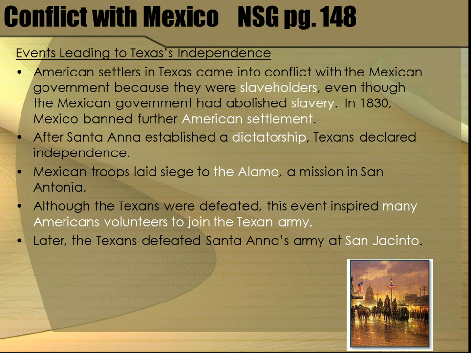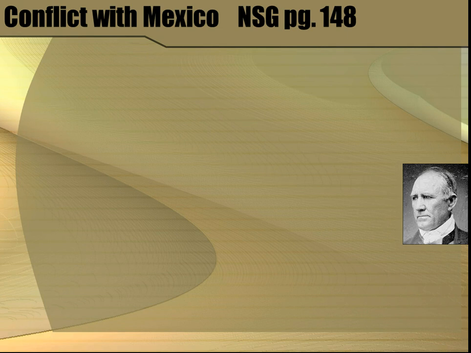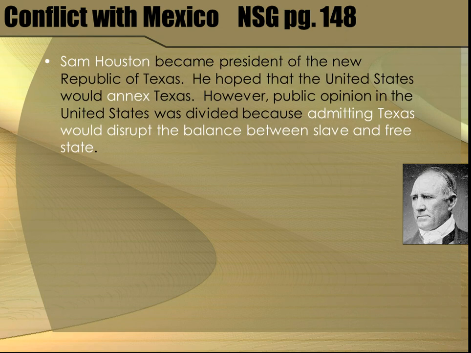Later, the Texans defeated Santa Anna's army at San Jacinto, and there's a couple things. First, Sam Houston became president of the United States of Texas. He hoped that the United States would annex Texas, but public opinion in the United States was divided because, we'll come back to this issue of slavery, admitting Texas would disrupt the balance between slave and free states. So if Texas became a state, there'd be more slave states in the Senate, and obviously free states didn't want that.